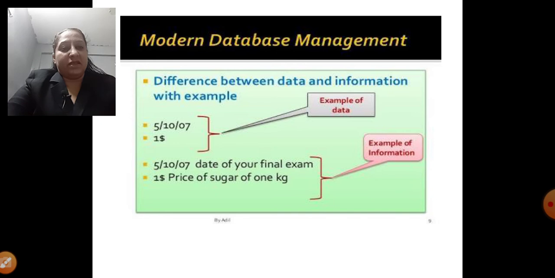And again, one more example, $1 can be anything. $1 can be what? It can be your profit earned from something, it can be your cost price of something, or you can be at the loss. So downside it is written, it is the price of 1 kg sugar. This is how we differentiate the data and information. Data is not systematically written, earlier it was there in the slide. Data is not meaningful and information is properly meaningful.